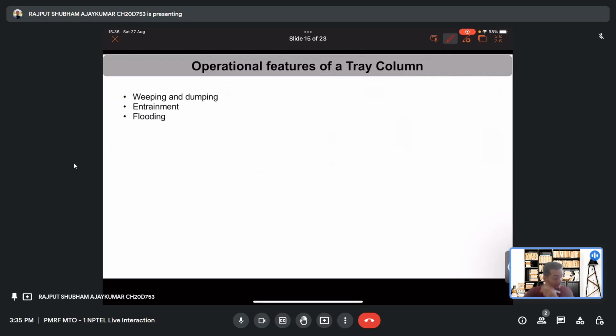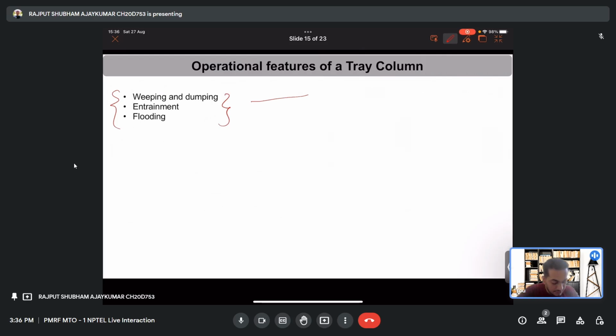So now comes the various operational features of the tray column. These are the three different terms we mentioned: weeping and dumping, entrainment and flooding. All these terms have their own fundamental meanings. If you say weeping, weeping means crying actually. In the simple concept, if you start crying, the tears will flow from your eyes.